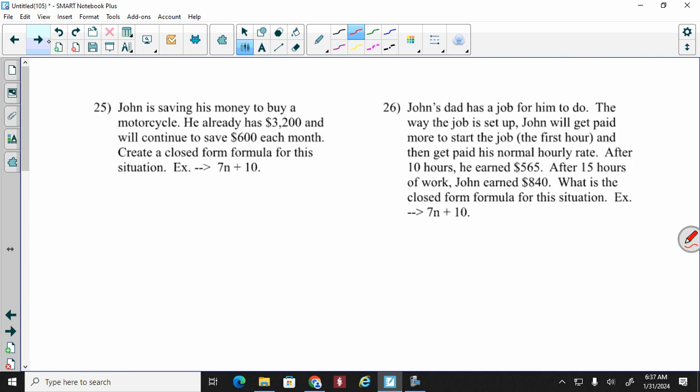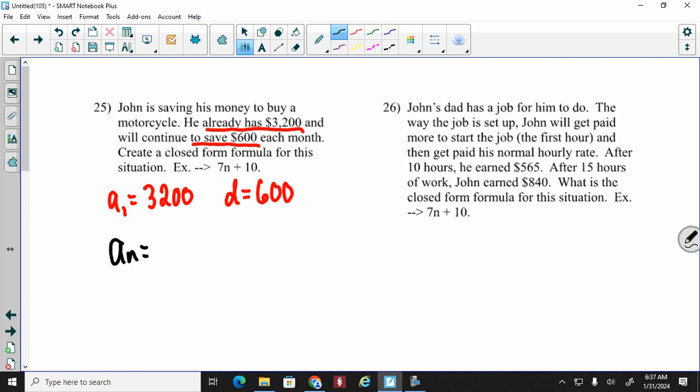All right, so John is saving his money to buy a motorcycle. Pay attention to the wording. It says he already has 3,200, so that's my first term: 3,200. He will continue to save 600 bucks. That's my common difference. So create a formula.